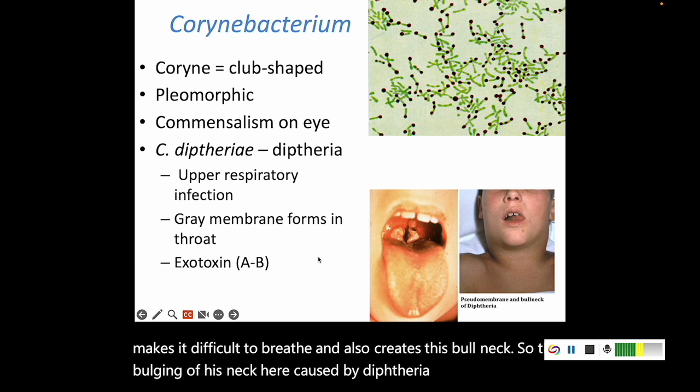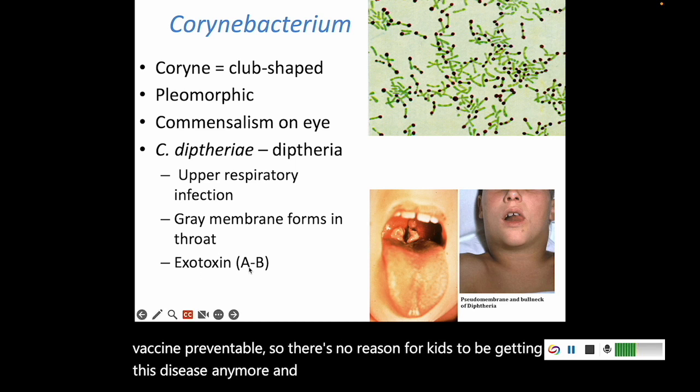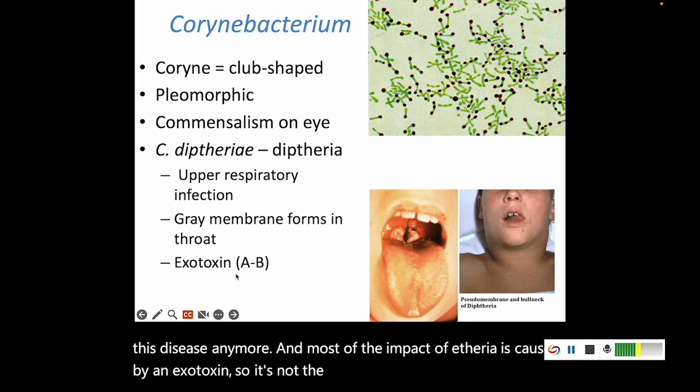Diphtheria is vaccine preventable, so there's no reason for kids to be getting this disease anymore. And most of the impact of diphtheria is caused by an exotoxin, so it's not the bacteria itself, but the exotoxin it produces.